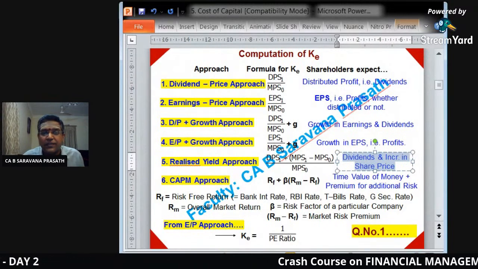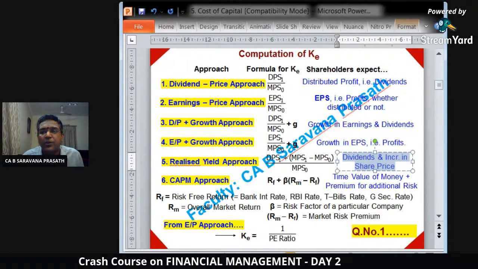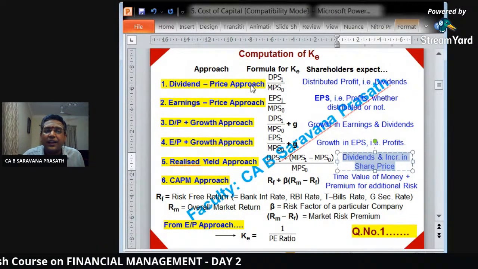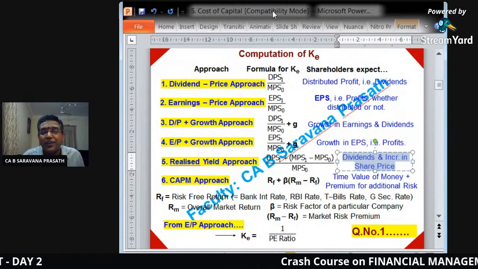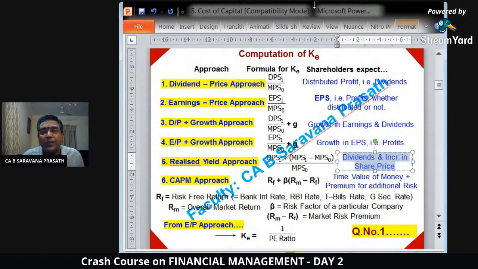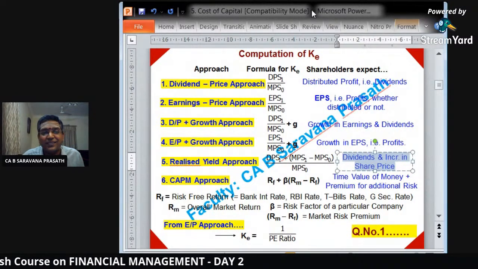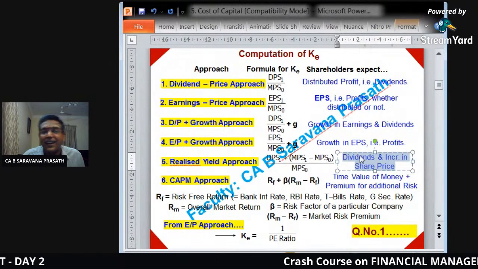Today the share price is 300 rupees. Next year, the share price is expected to be 360. If I sell the share, I will be able to earn some 60 rupees as a surplus in this case. So, the shareholder will be interested in earning all that in addition to dividend.